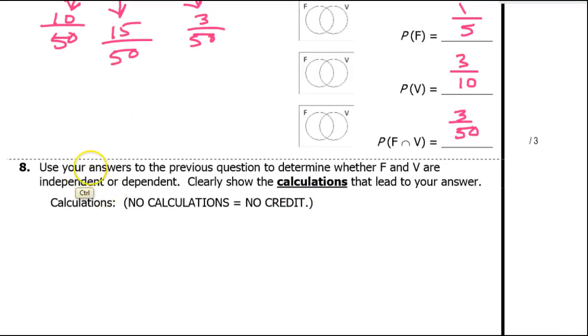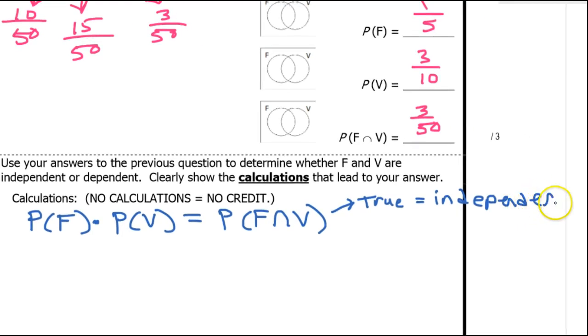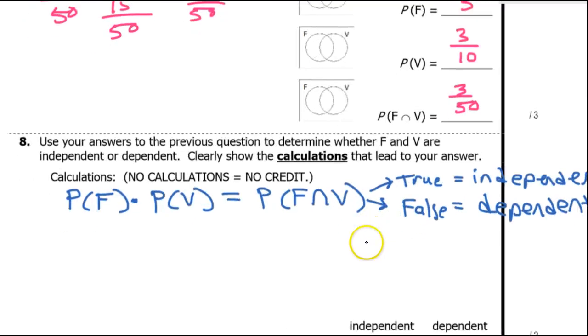Okay. Number 8. Use your answers to the previous question to determine whether F and V are independent or dependent. Well, if we want to determine if two events are independent, we have to use the following formula. We have to check and see if we multiply the probability of F times the probability of V, does that equal the probability of F and V? If this is true, that means F and V are independent. If this is false, that means that F and V are dependent. All right, so we have to check and see.